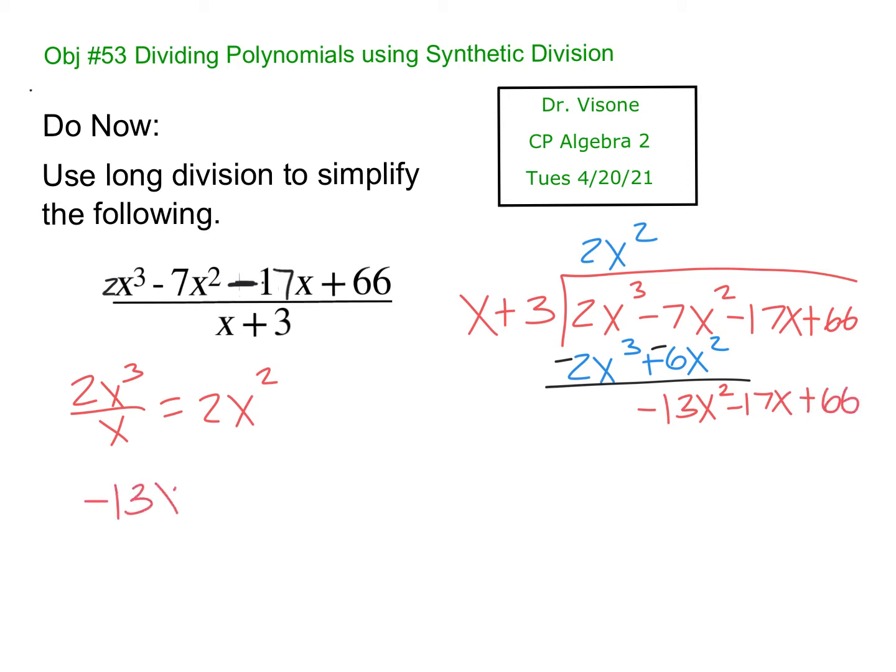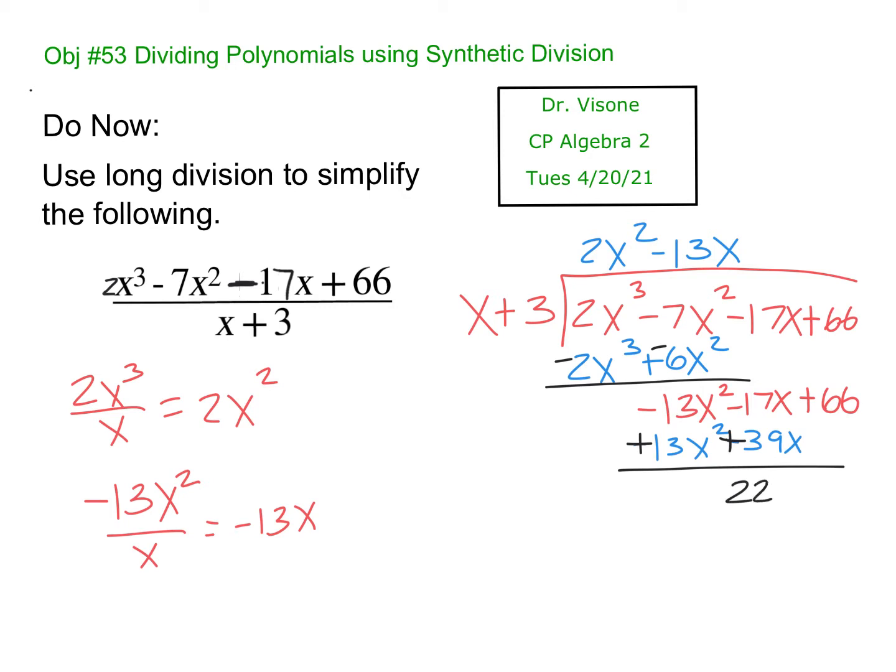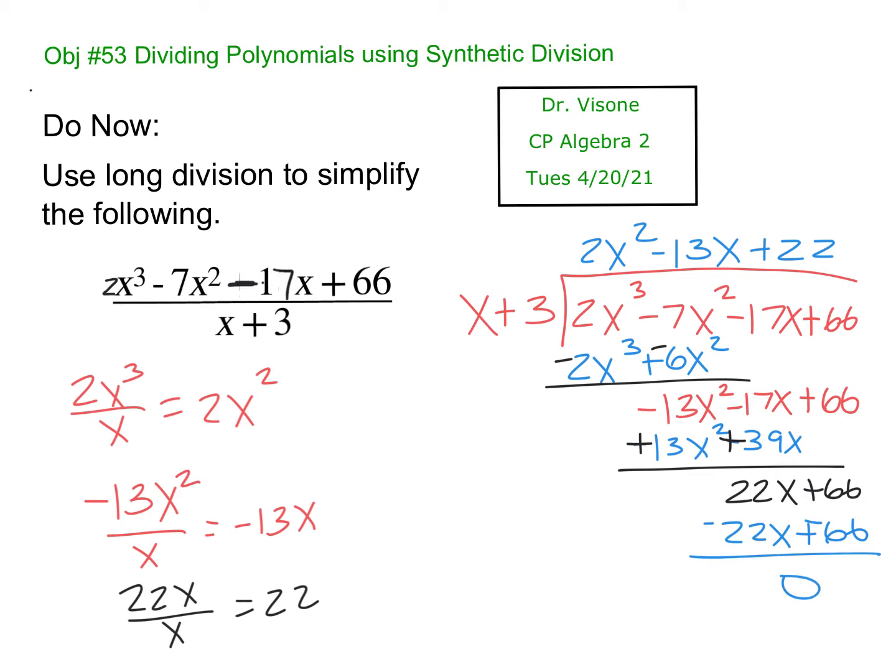Divide leading term by that x. Minus 13x, distribute. Negative 13x squared minus 39x. Change the sign to subtract. 22x plus 66. 22x divided by x is 22. Distribute. 22x plus 66. Subtract, and we get 0. So that is our answer.